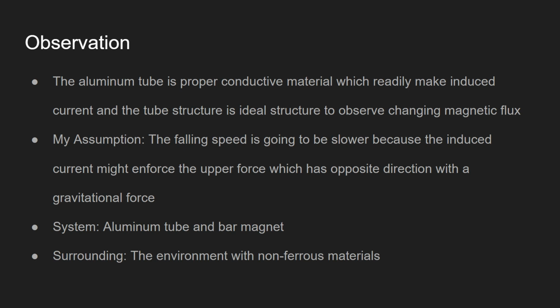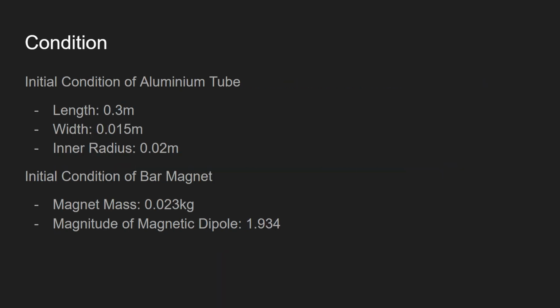In this lab, the system is the aluminum tube and the bar magnet, and the surrounding is the environment with no various materials. Here is my measured initial condition of the tube and bar magnet. I used the magnetic dipole, which I used in the previous lab 3.